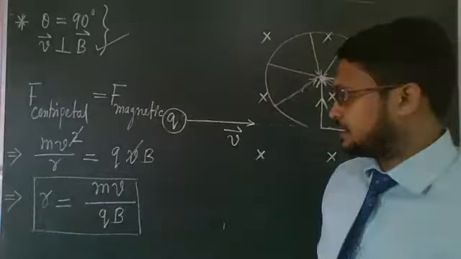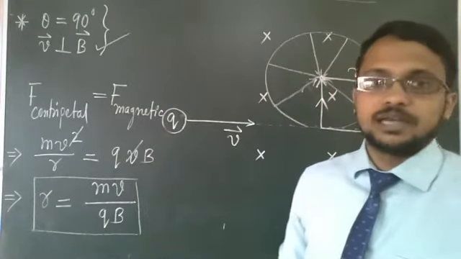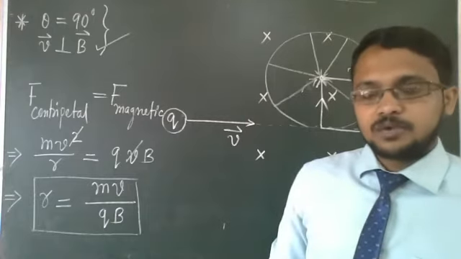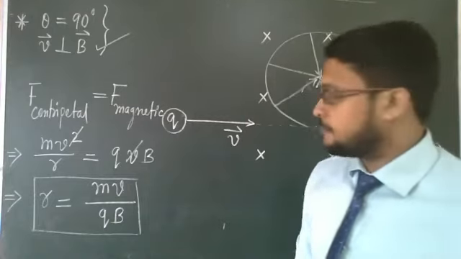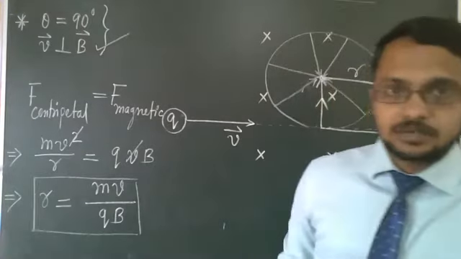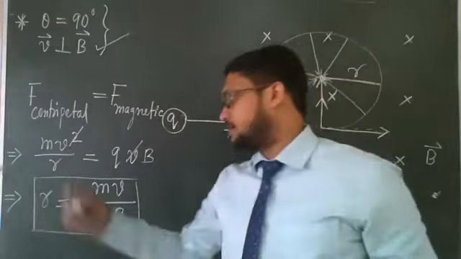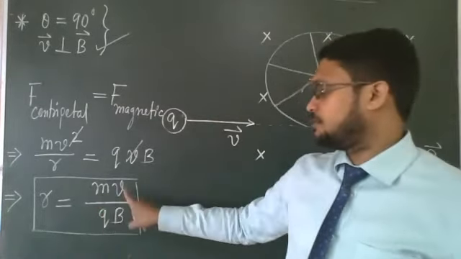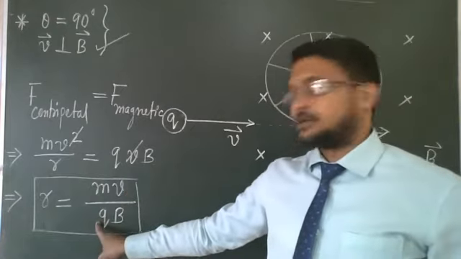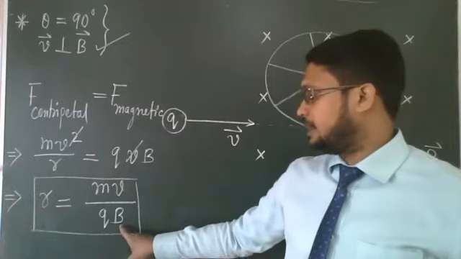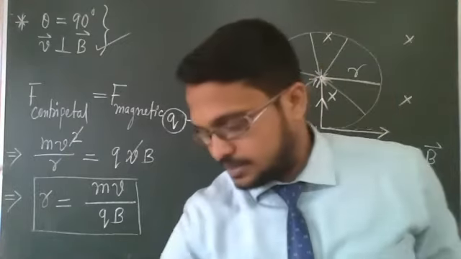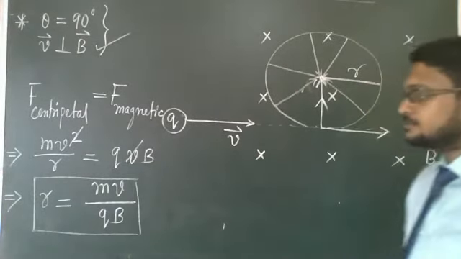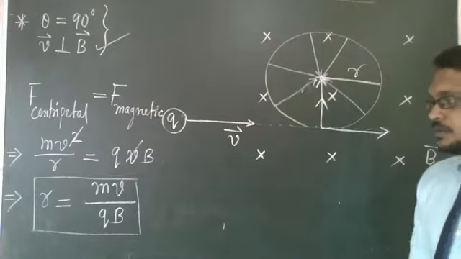Again, take two similar examples like proton and alpha particle. Proton has only a charge of 1.6 into 10 to the power minus 19 coulomb, but alpha particle has twice the charge of proton. So radius will be different. So radius depends on these four quantities: mass of the charged particle, velocity of the charged particle, amount of charge of that moving charged particle, and the magnetic field in the magnetic field region. Clear?